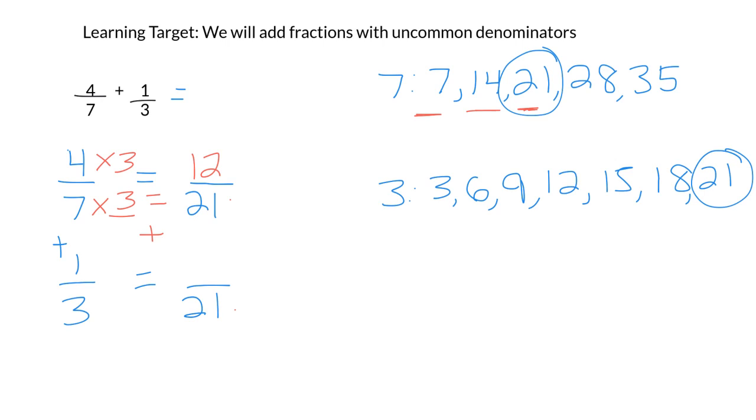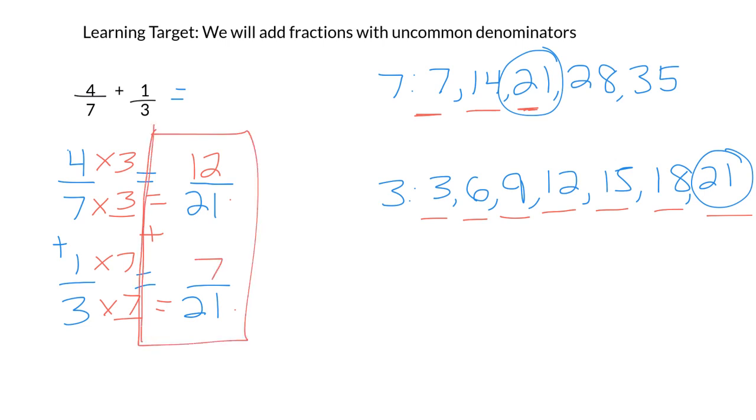Okay, you're going to do the same thing to 1/3. Think, what times 3 equals 21? And if you really need to look at your list, 1, 2, 3, 4, 5, 6, 7. So I need to multiply my numerator times 7 too. 1 times 7 is 7. Okay, now that I have two fractions with common denominators, the same denominator, now I can just add.